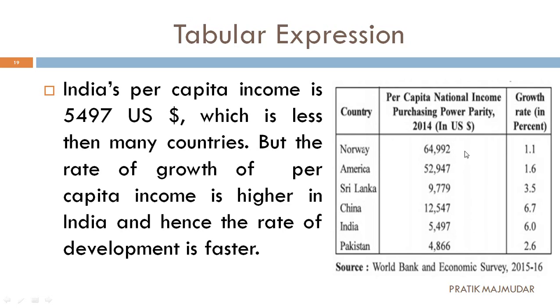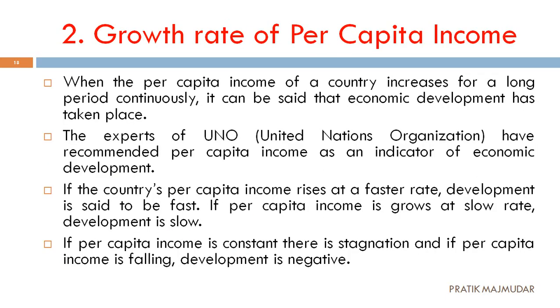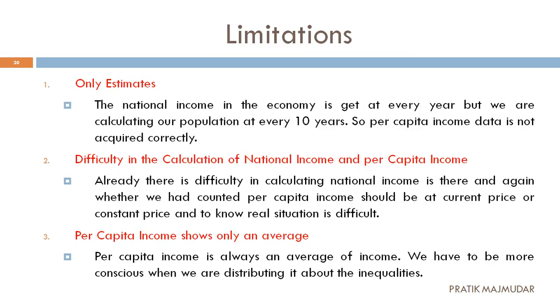Okay, next one. Now there are some limitations of this. Again, every coin has two sides, so let's see the second side. Per capita income, here are the limitations. First one, that it is only an estimate. How is it only an estimate?